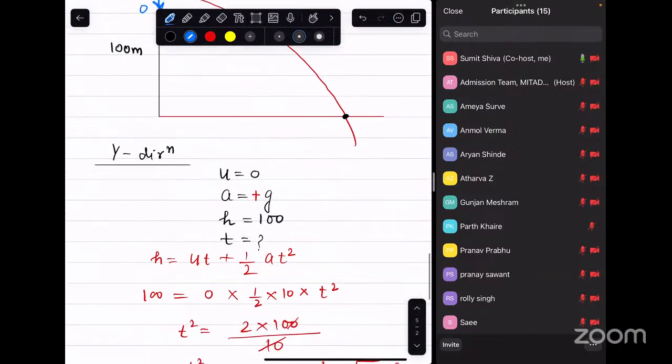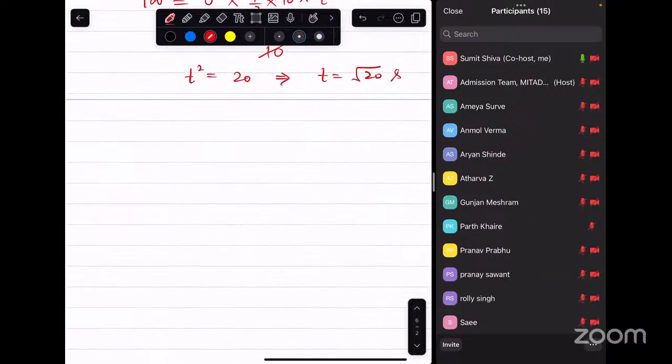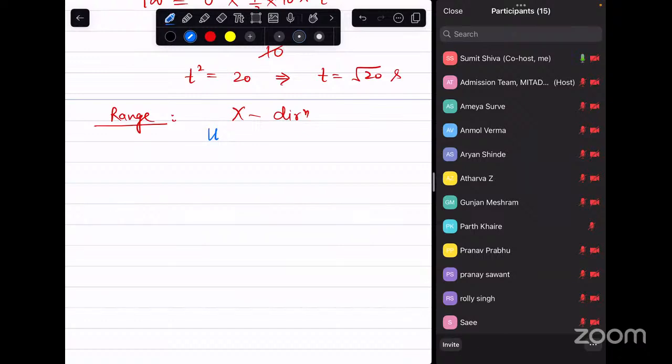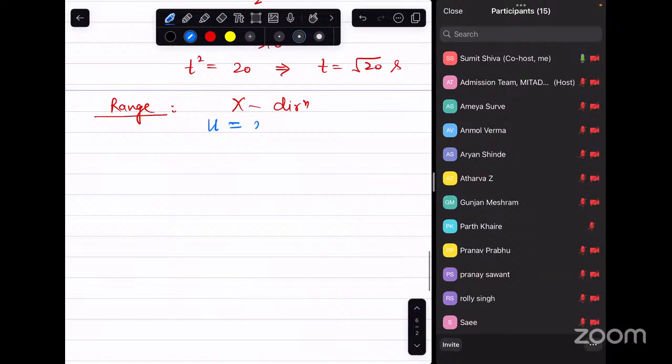Now I am interested in this distance. How much distance will this be? Or we can again call it range. So if you are going to take range, then it is clear that it's happening in x direction, so we need to take the parameters of x direction. What is the velocity of the object in x direction? It is 20 meter per second. What is the acceleration in x direction? Yes, anyone? Tell me what is the acceleration in x direction?